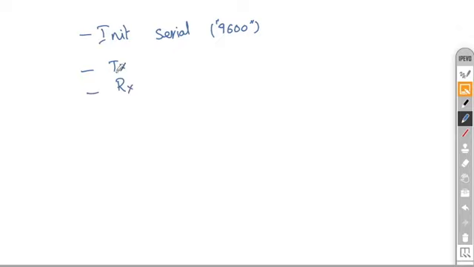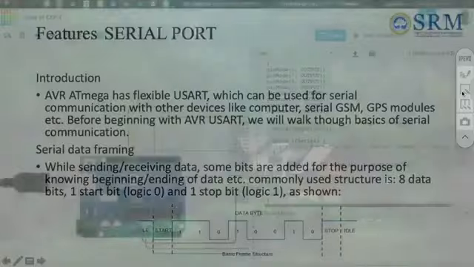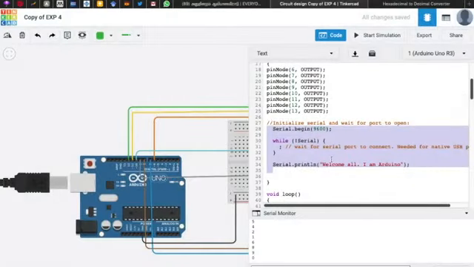For this we have corresponding functions. For transmit data, we will go to the code. So these three things are there for serial communication: initializing the serial port, transmitting the data, and receiving the data are the three parts of serial communication. Now we are going to see what functions are involved in it.